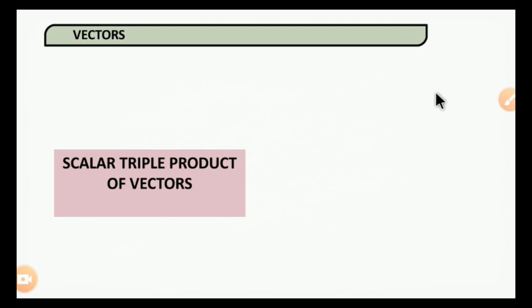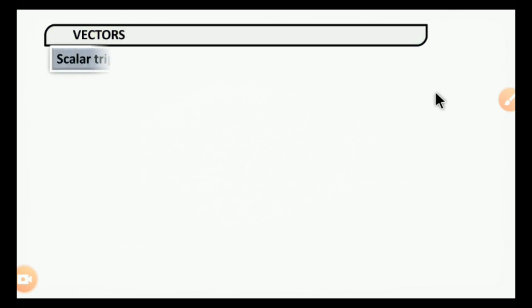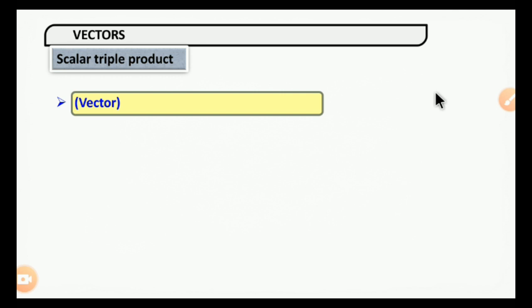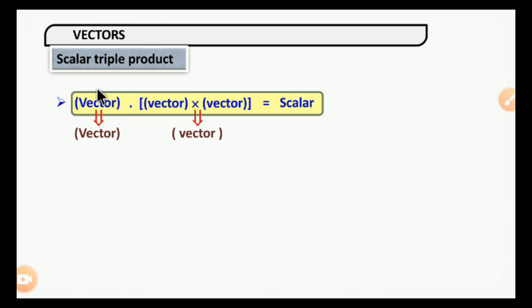Dear students, in this session we discuss the scalar triple product of vectors. Now, vector A dot into the bracket of vector B cross vector C gives a scalar quantity. See here, this is the given vector and the cross product of two vectors, again a vector quantity, then their dot product is again a scalar quantity.